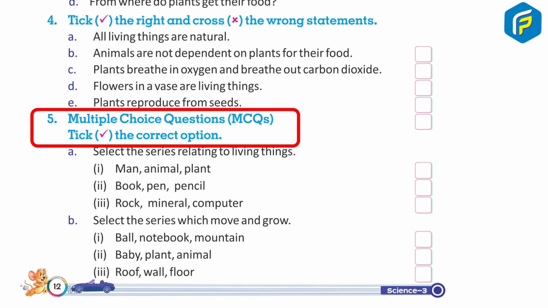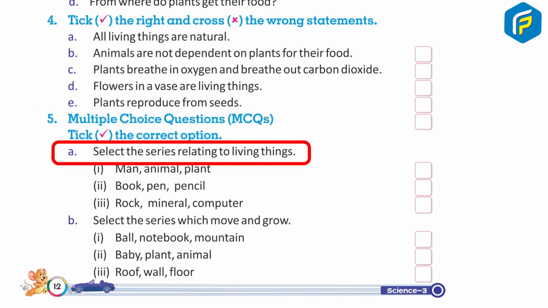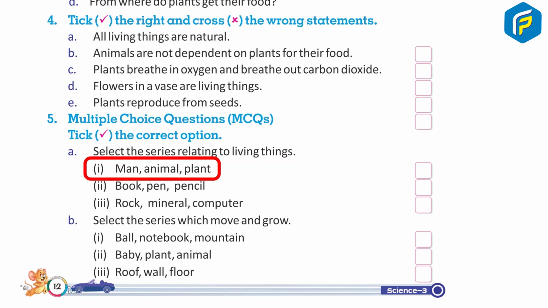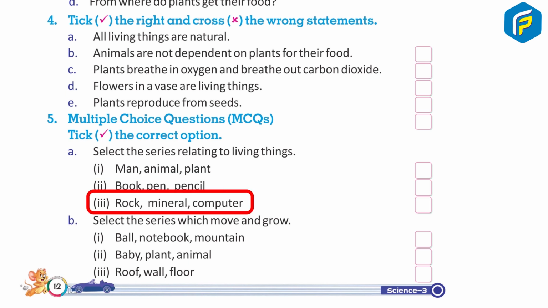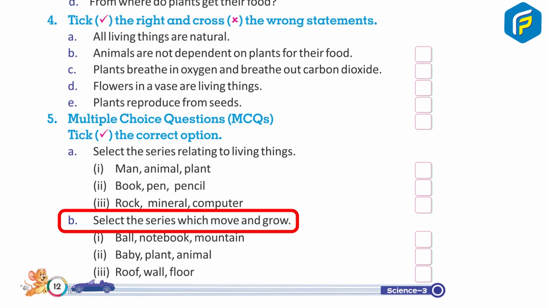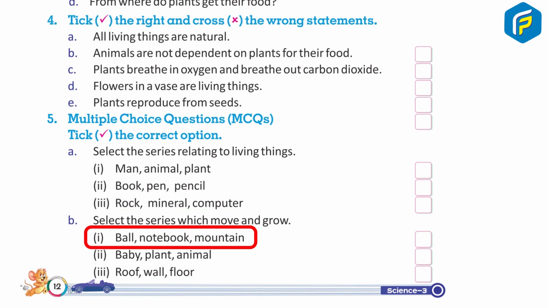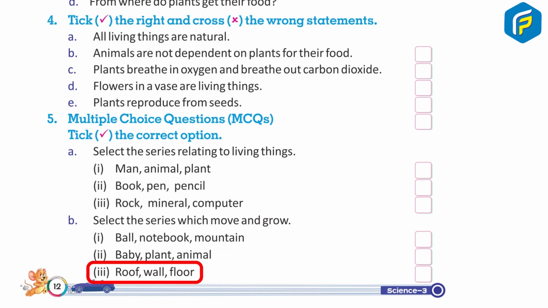5. Multiple choice questions. Tick the right option. A. Select the series relating to living things. 1. Man, animal, plant. 2. Book, pen, pencil. 3. Rock, mineral, computer. B. Select the series which move and grow. 1. Ball, notebook, mountain. 2. Baby, plant, animals. 3. Roof, wall, floor.